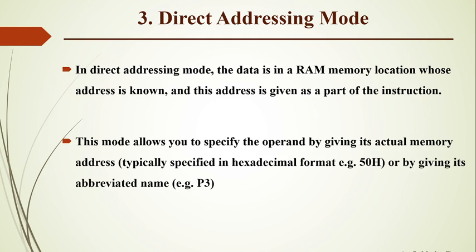This mode allows you to specify the operand by giving its actual memory address, typically specified in the hexadecimal format. So whatever addresses we have to give in the instruction must be in the hexadecimal format. For example, 50H, or by giving its abbreviated name, that is P3. So we can directly specify the hex address, or we can specify the abbreviated name of that location.